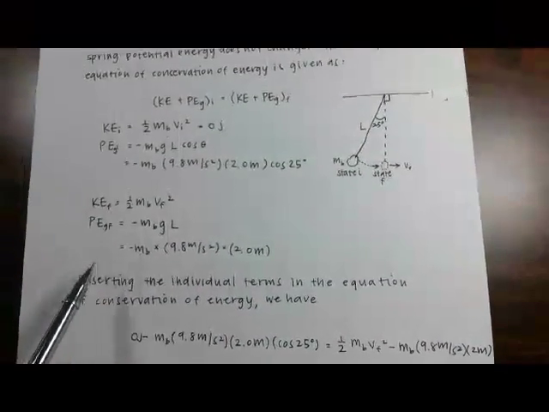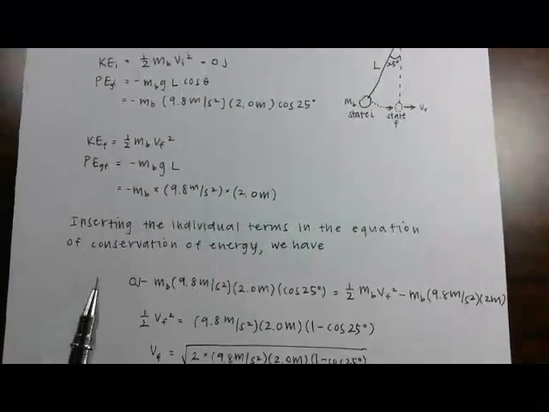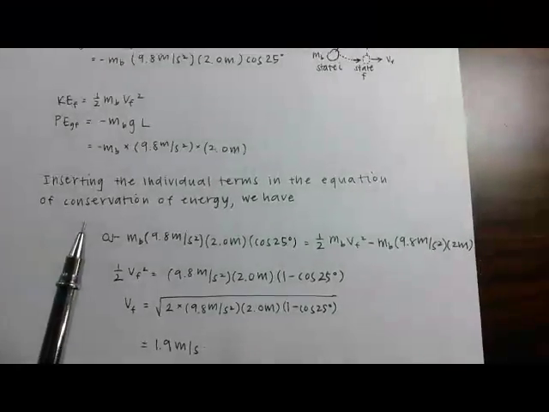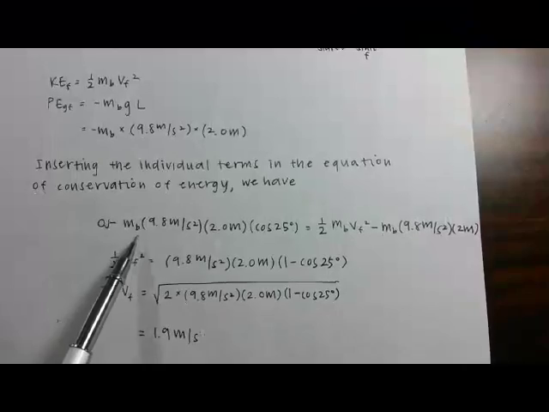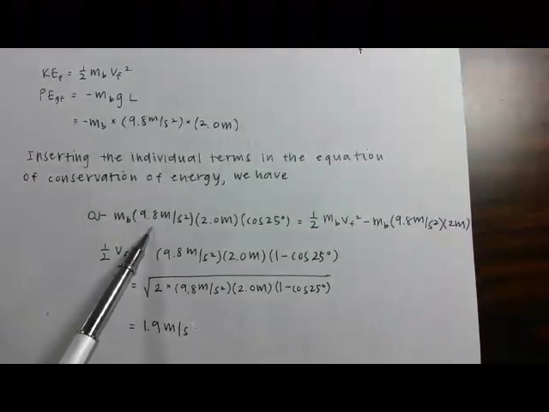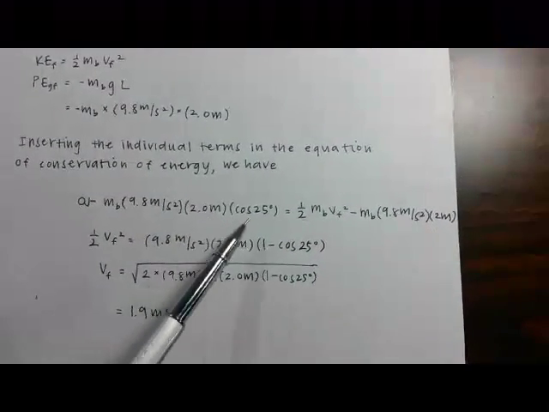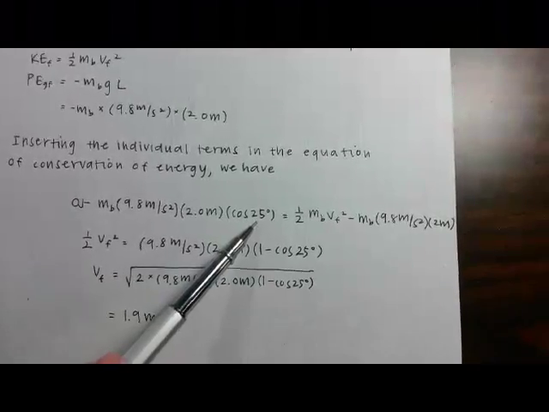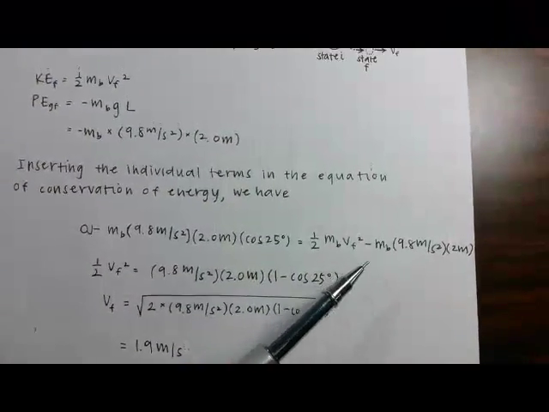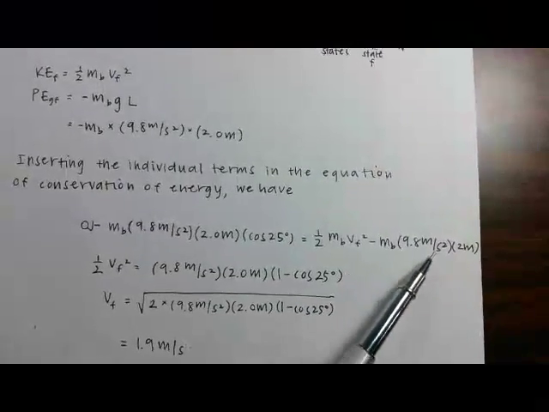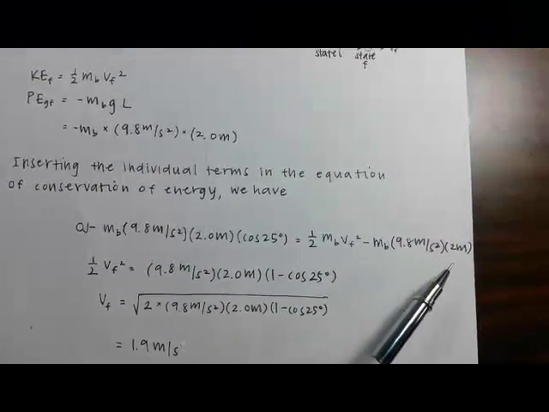Plugging in the individual terms in the equation of the conservation of energy, we have 0 joules minus mb times 9.8 meters per second squared times 2 meters times cosine 25 degrees equals 1/2 mb Vf squared minus mb times 9.8 meters per second squared times 2 meters.